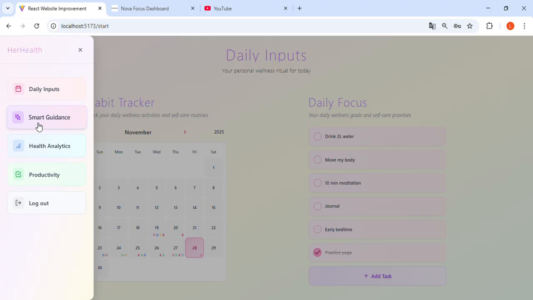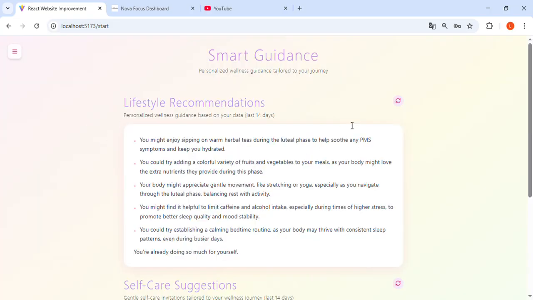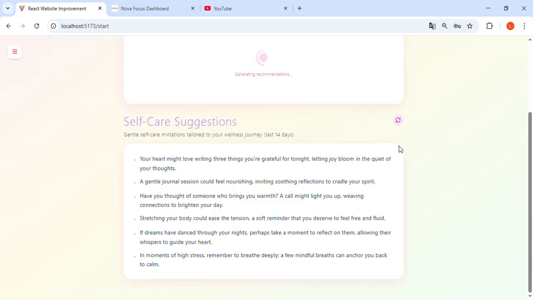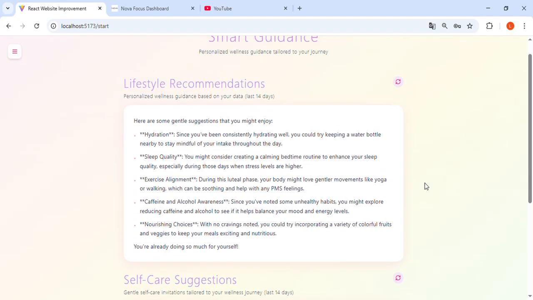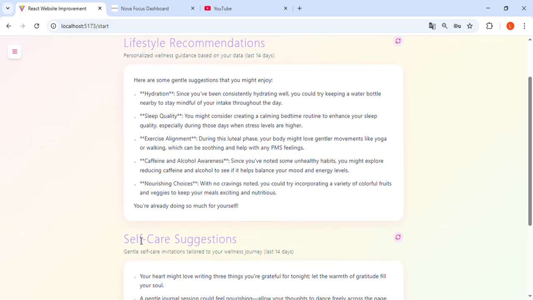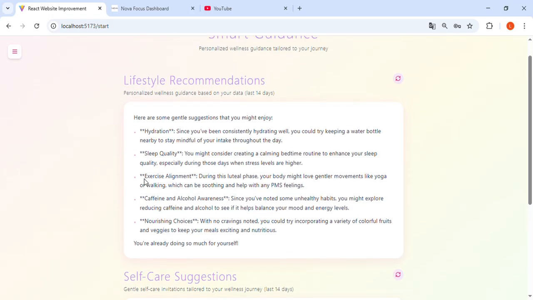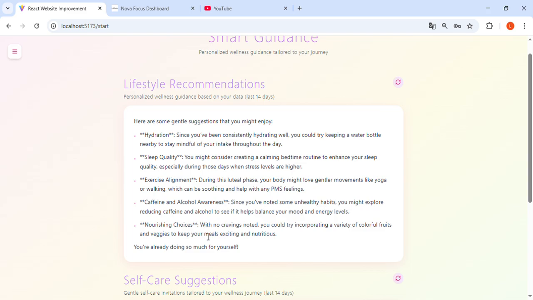Now moving to the smart guidance sections. So these can be newly generated and are connected to an OpenAI API. And here we can see now some personalized wellness guidance based on the data that the user put in during the last 14 days. We have a lifestyle section and we have a self-care section. Lifestyle really focuses on the quality of sleep, hydration, and nutrition, for example.